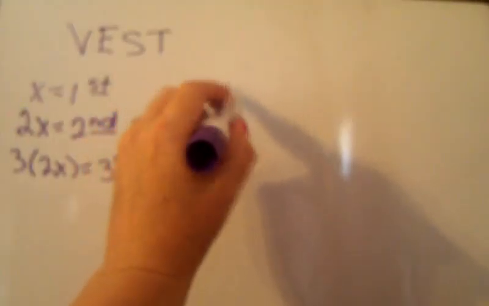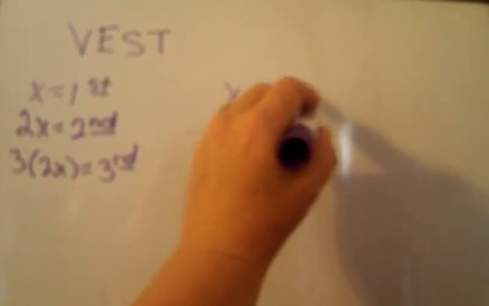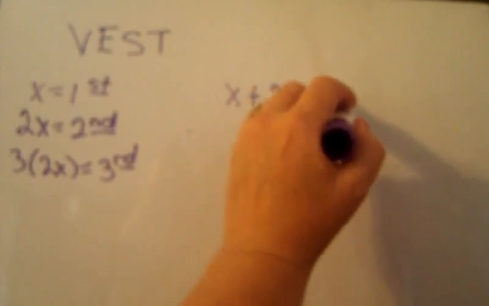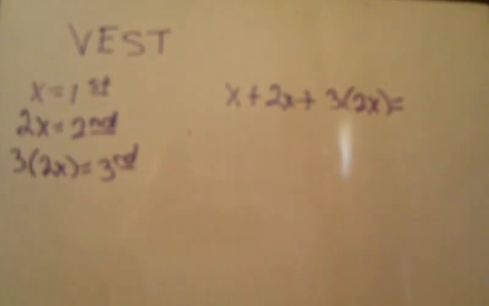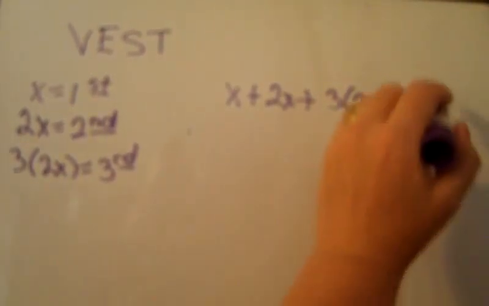Then it says, alright, so now that I've identified my variables, what is the equation? Separate 846 into 3 parts. So what is my equation going to be? Did you figure out that you needed to add those? X plus 2x plus 3 times 2x equals 846.